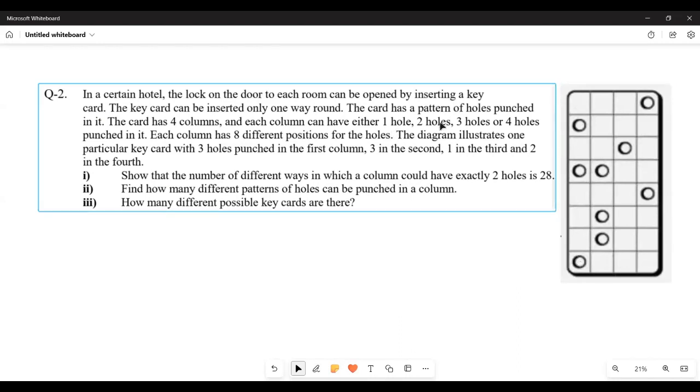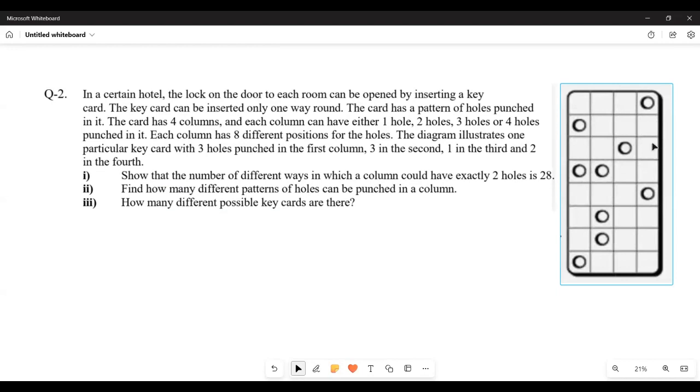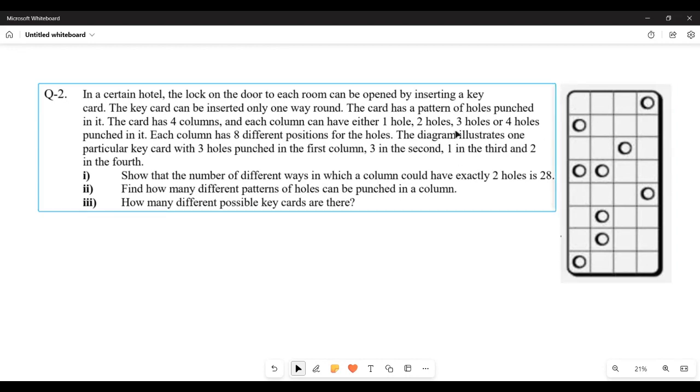So one hole can be there, or 2, or 3, or 4 in each column. Each column has 8 different positions for holes. So there are 8 possible positions, but out of these, either one, or any two, or any three, or any four will be punched.